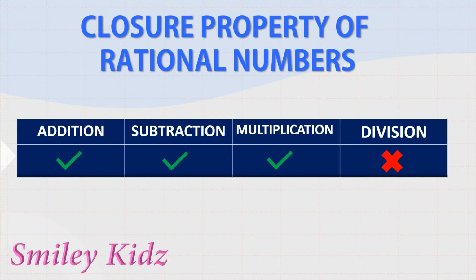So this is the table which shows the closure property of rational numbers. It shows whether it satisfies or not. Addition, it is satisfied. Subtraction, yes. Multiplication, yes. But division, no.